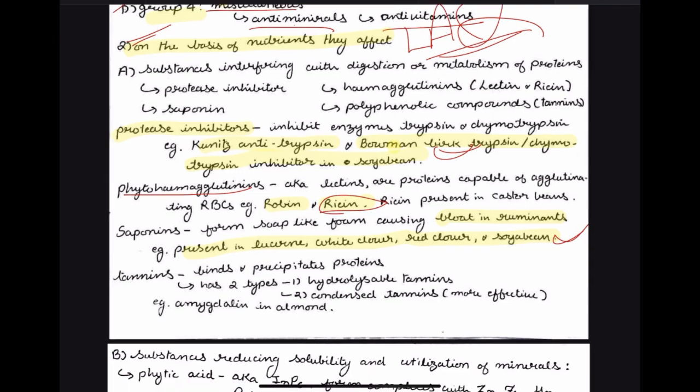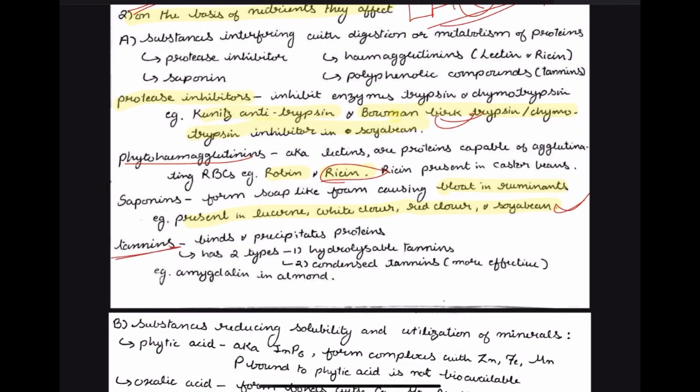Then we have saponins. Saponin, as the name suggests, sapo means soap. So they are the substances which form soap, and they lead to bloat in ruminants. They are present in lucerne, white clover, red clover, and soybean. Again, a very important example here. Ricin is also important for phytohemagglutinins.